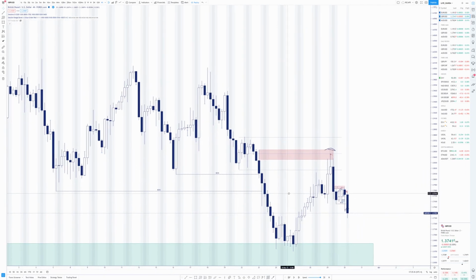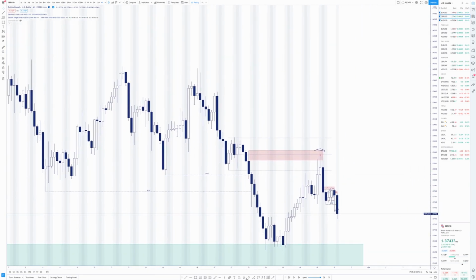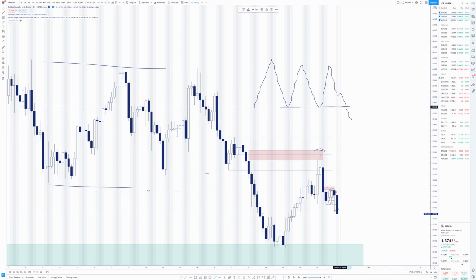But in the meantime, these are our 4-hour breaks of structure down. I'll just mark this out on the side here so that you guys have a bit of a visual idea of what this is. As you can see, we kind of came from this range, right? It's a larger overall range. And we pretty much break this low and this low as price pushes down. There's our break of structure, right?